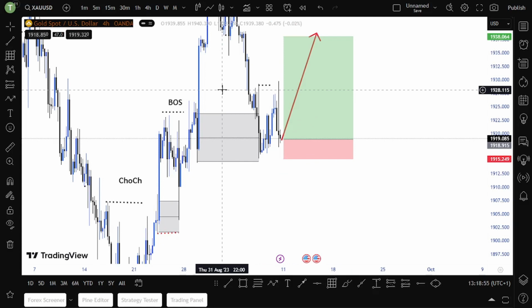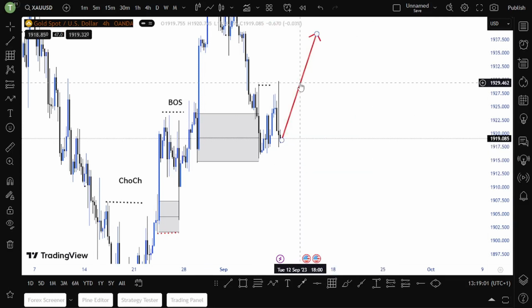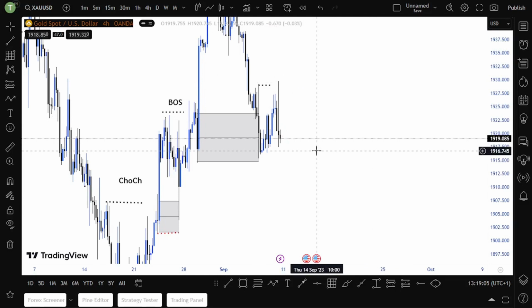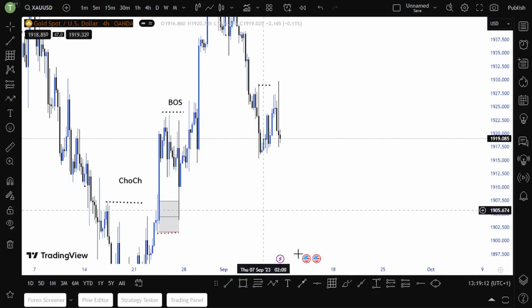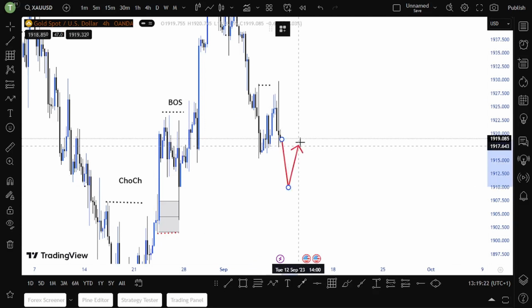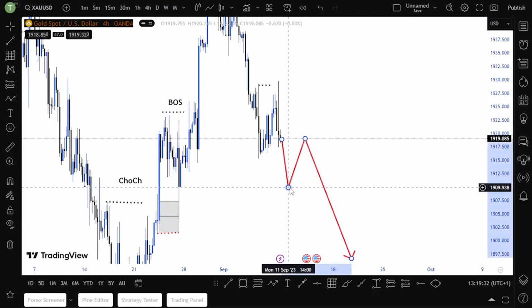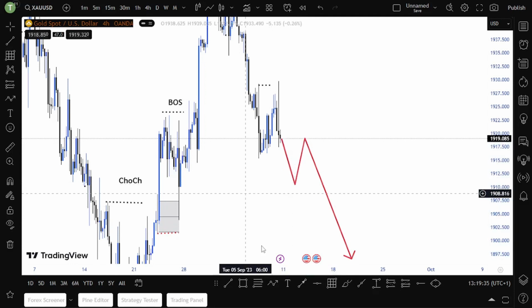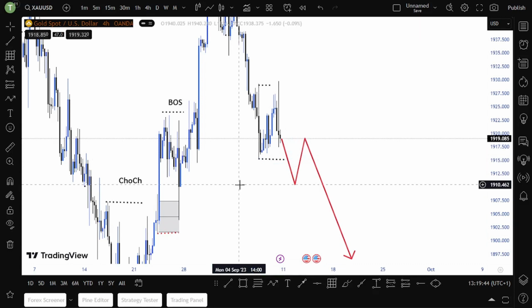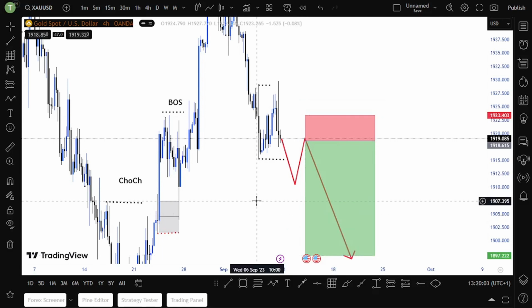That is my first buy setup on gold, or price could just do like this. It broke structure, retests, and then it sells. This could also happen. If that happens, what do we do in this case? If price breaks out, we wait for price to pull back. After a pullback, then we enter our sales, guys. So that is my view on gold.